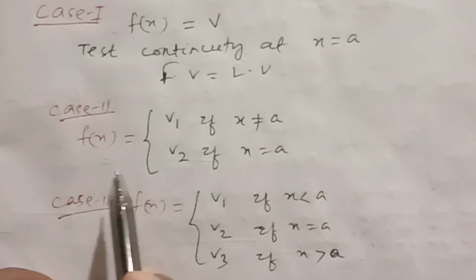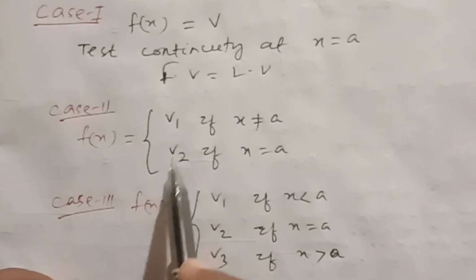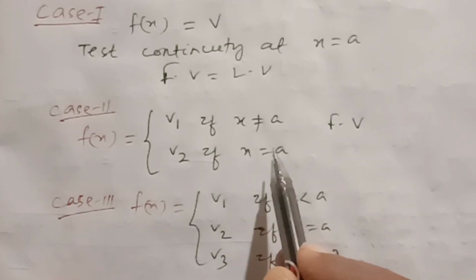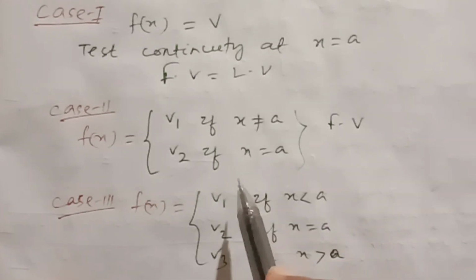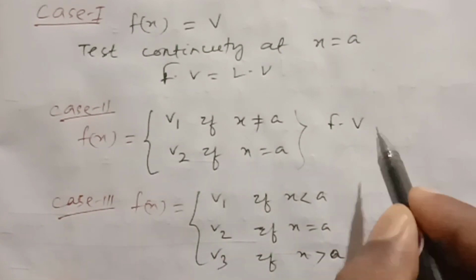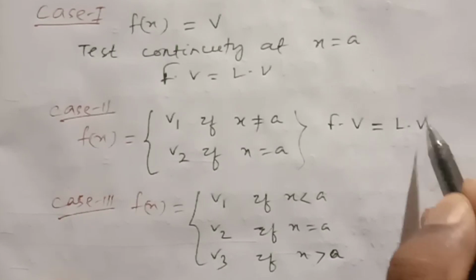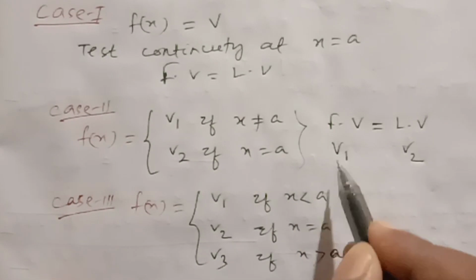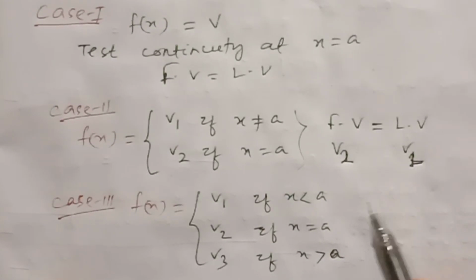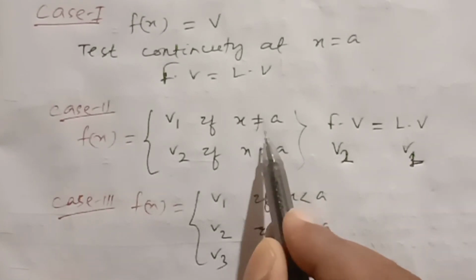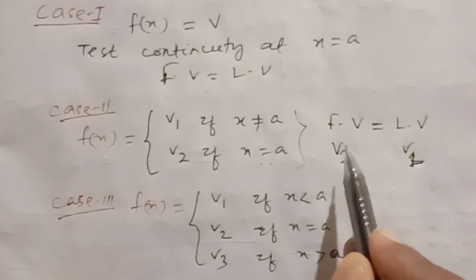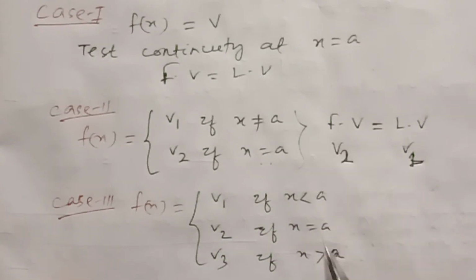But here the function is defined as 2 values, one at x not equal to a, another at x equal to a. Where this type of function is defined, in order to test the continuity of a function you have to show the functional value is equal to the limiting value. The functional value will come from v2 and the limiting value will come from v1. So the not equal to function gives the limiting value, and the equal to function gives the functional value.